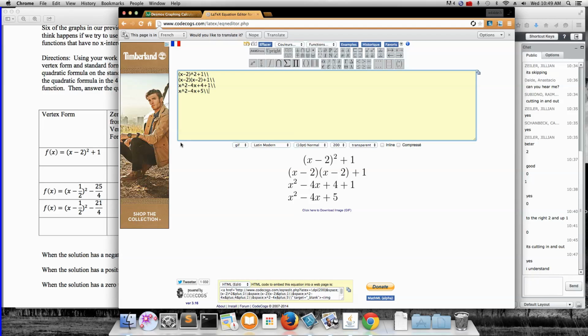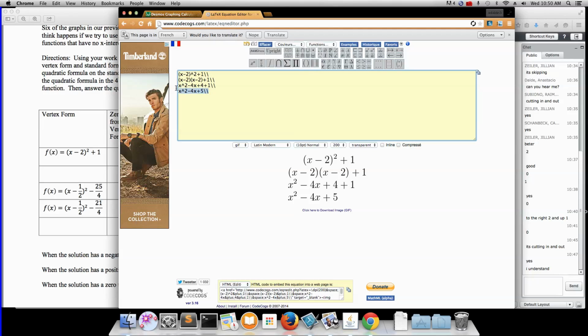So I want you to write this down. I want you to write down the fact that x squared minus 4x plus 5 is the standard form of this. So this vertex form is the same as this standard form. Are we cool? So write that down for me and keep that in mind, because I'm not going to memorize all of these things.